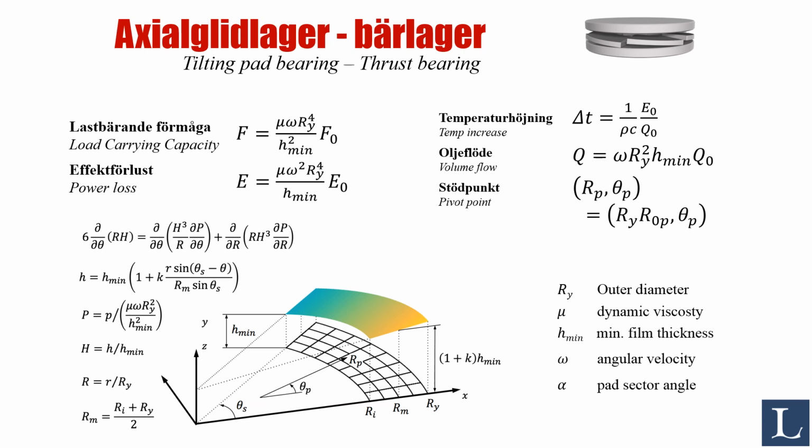Okay, and you have other expressions too. You have expressions for the temperature increase, delta T. You have expressions for the volume flow, Q, and for the pivot point, so in terms of the pivot point radii and pivot point angle, theta P.